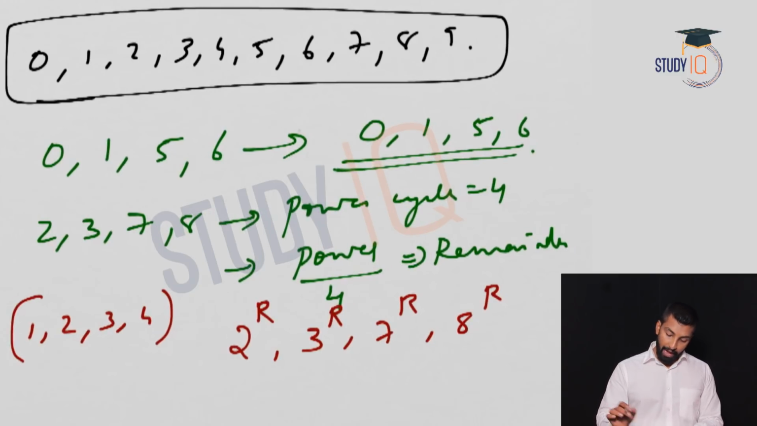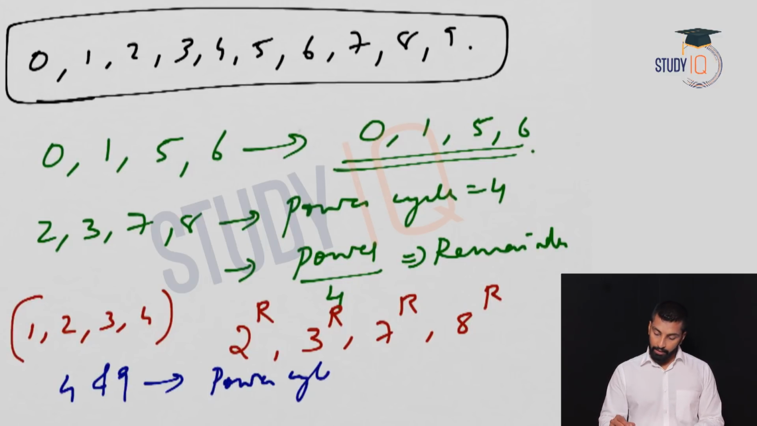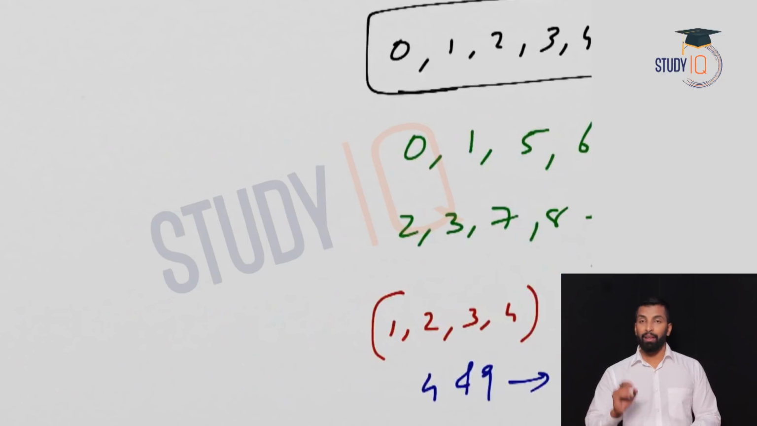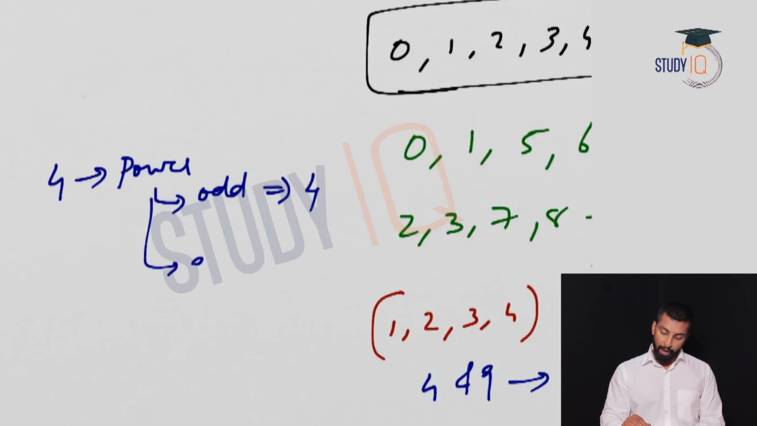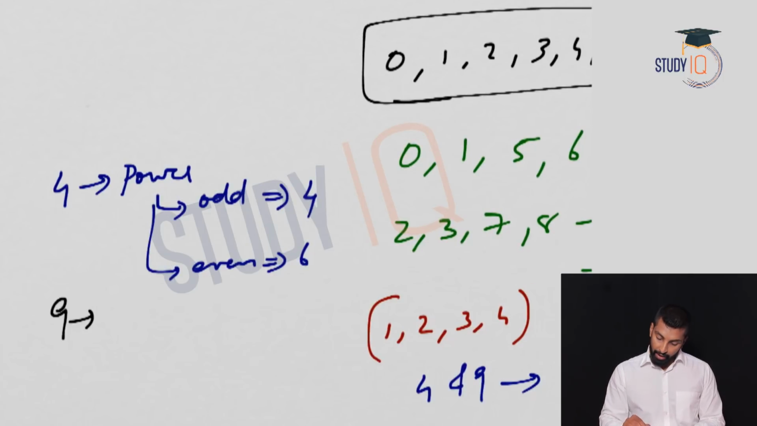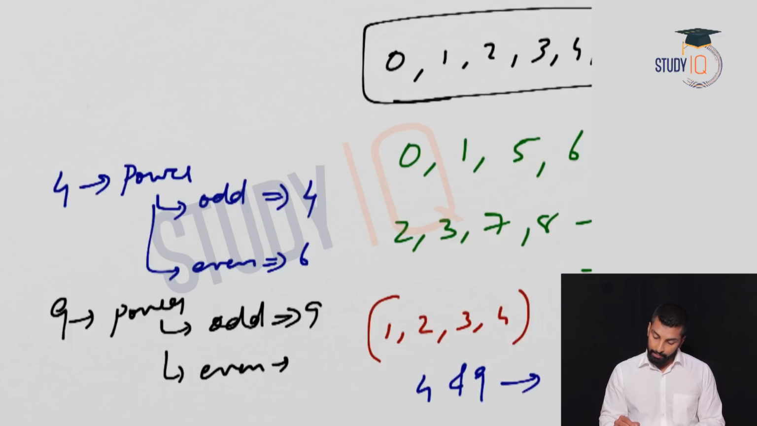Now, in case of 4 and 9, the power cycle is 2, right? So actually you would take the power, divide by 2, and see 1 or 2, but that's not required. In case of 4, there are 2 possibilities: power odd means your answer is 4, power even means your answer is 6. In case of 9, power odd means your answer is 9, even means your answer is 1.